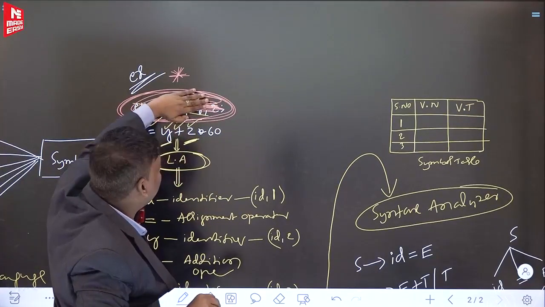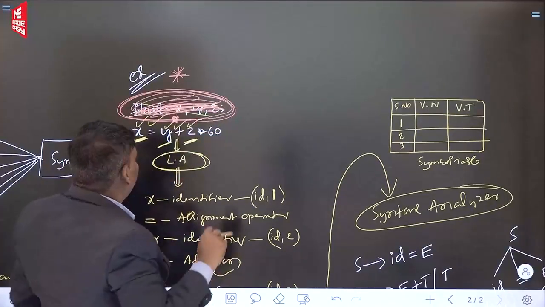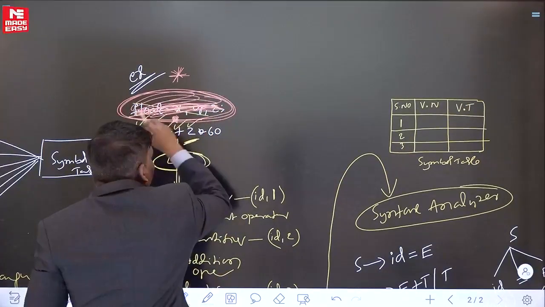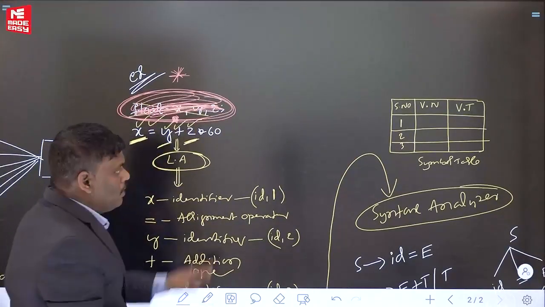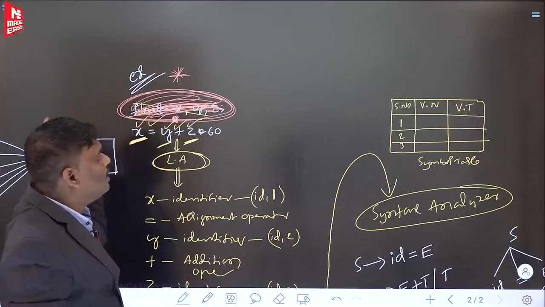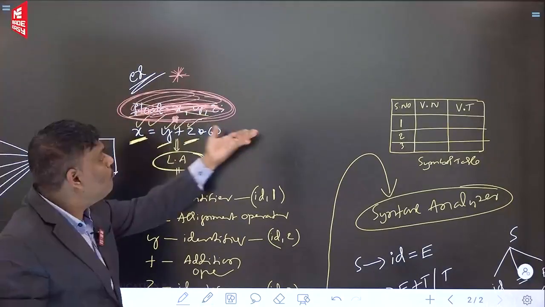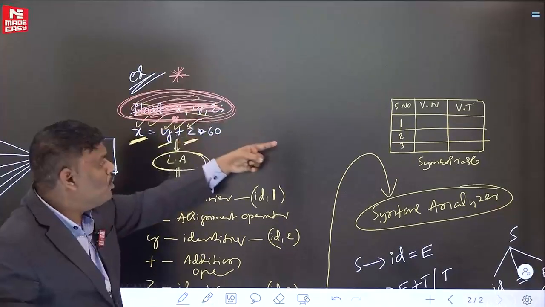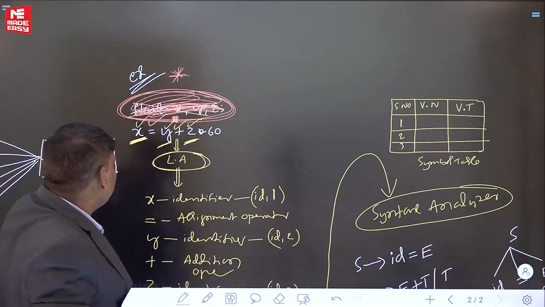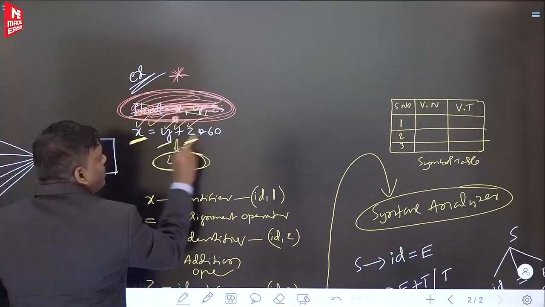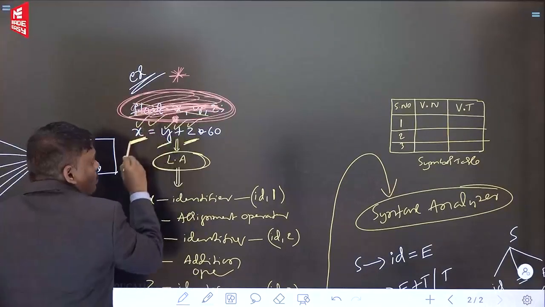If this line is not there at all, what is the symbol table as of now? Assume this line is not there. What is the symbol table as of now? A gap only, because there is no declaration. If there is no declaration, from where will I store? It is a gap only because this line is not there. The symbol table is empty. Now see the answer. Assume that this is the only statement.